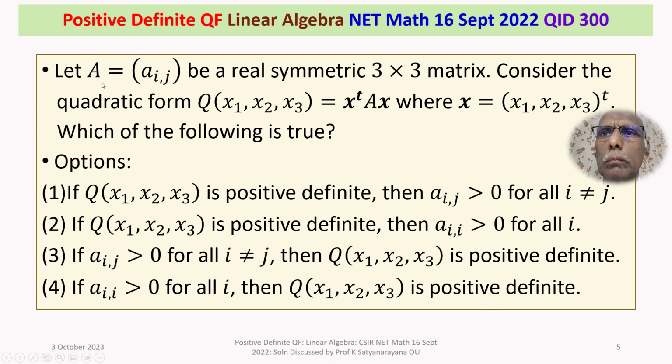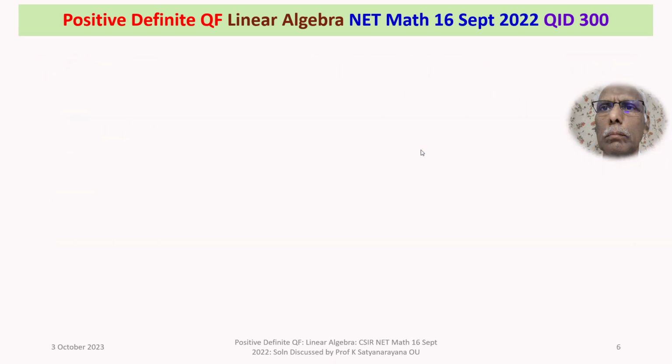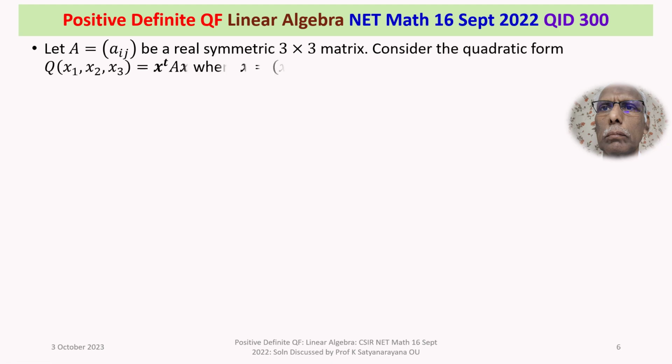We are given capital A is a 3 by 3 real symmetric matrix, and we have the quadratic form Q of x1, x2, x3 defined as x transpose A x, where x is the column vector x1, x2, x3 transpose. Then we have to discuss which one of the four is true. We now discuss the solution of the problem in detail.